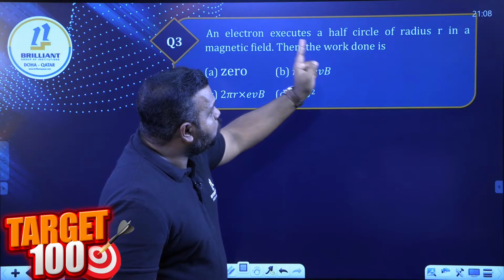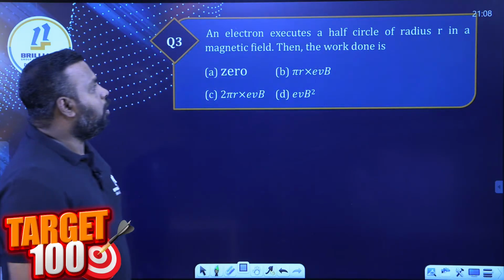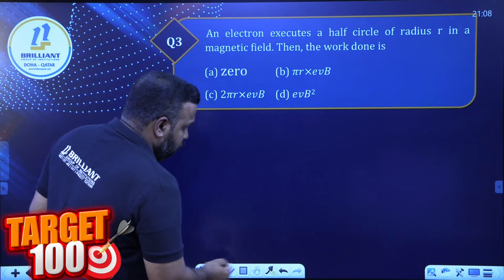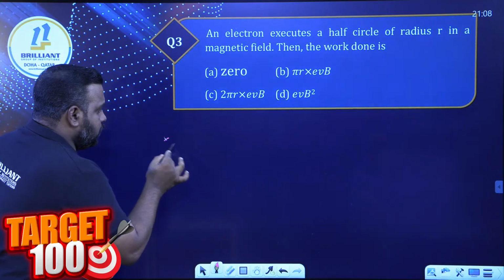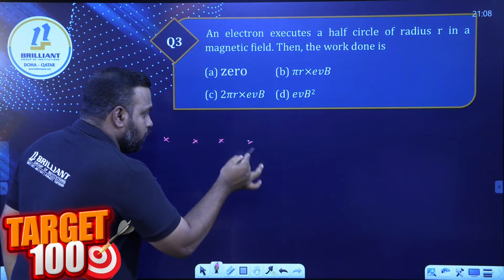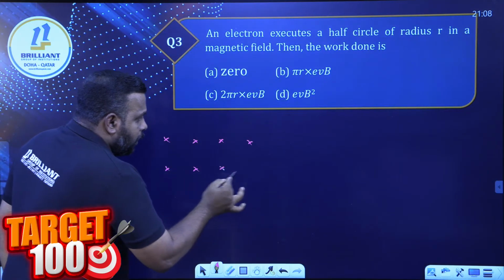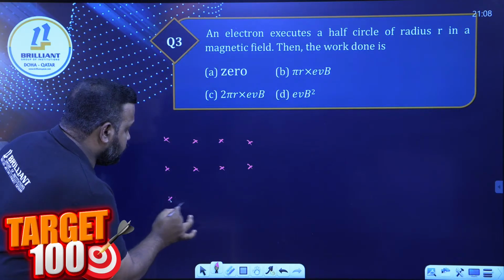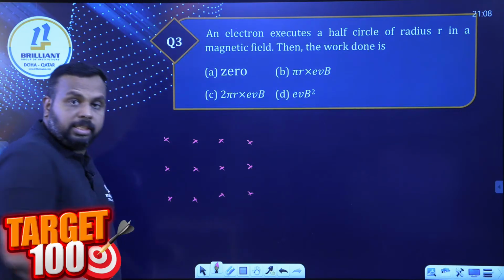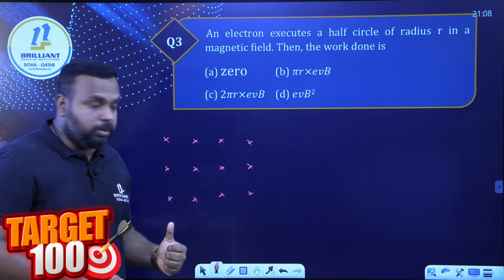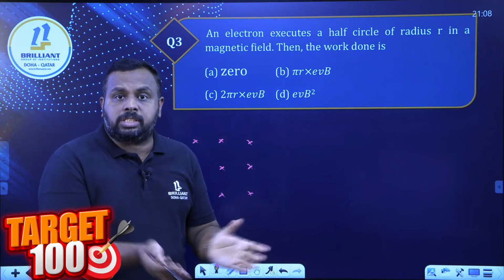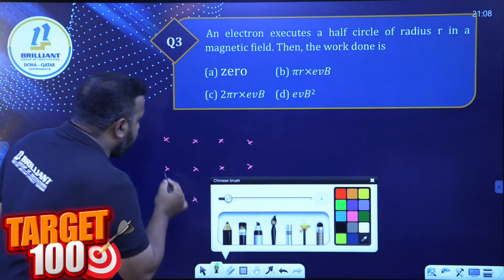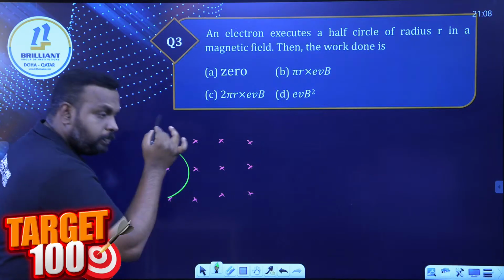An electron executes half a circle of radius r in a magnetic field. So let us take a magnetic field. Listen. So this is a magnetic field. You know the meaning of this cross marking. If the magnetic field is represented like this, it means the field is into the plane of the board. You can see the direction is into the plane of the board. In this magnetic field, an electron is executing half a circle. Okay, so half a circle means I can show the path of that electron something like this.